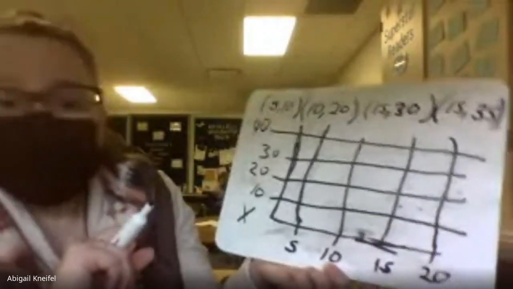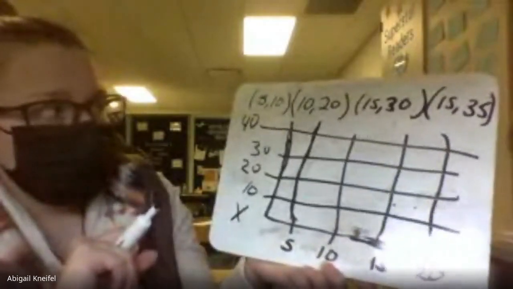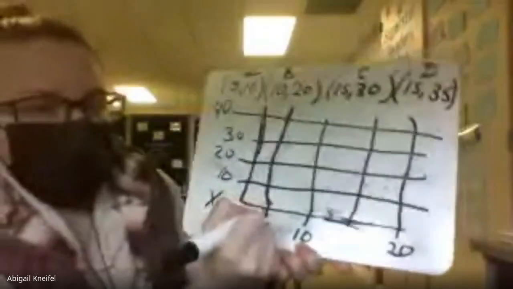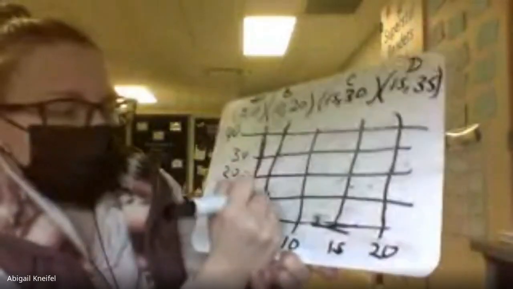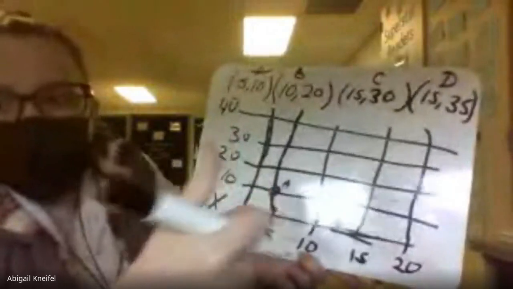Just a 16. Okay, you should have them in that order. Landon. Okay, so I'm going to go over 5, up 10. So that is going to be my point A, okay? Over 5, up 10. All right.